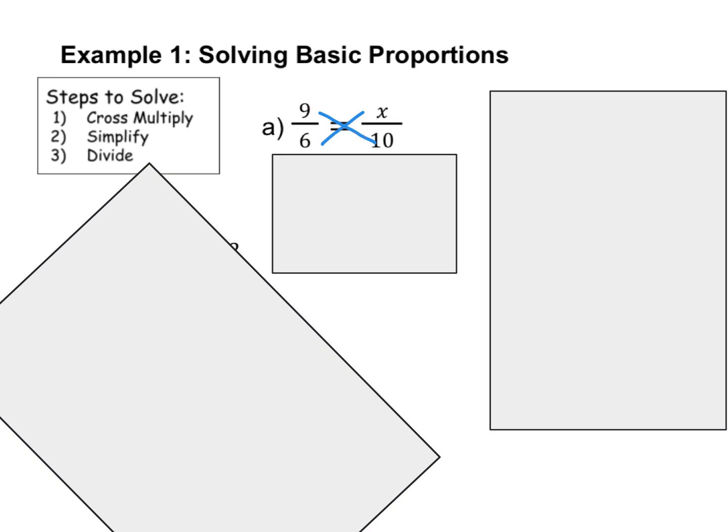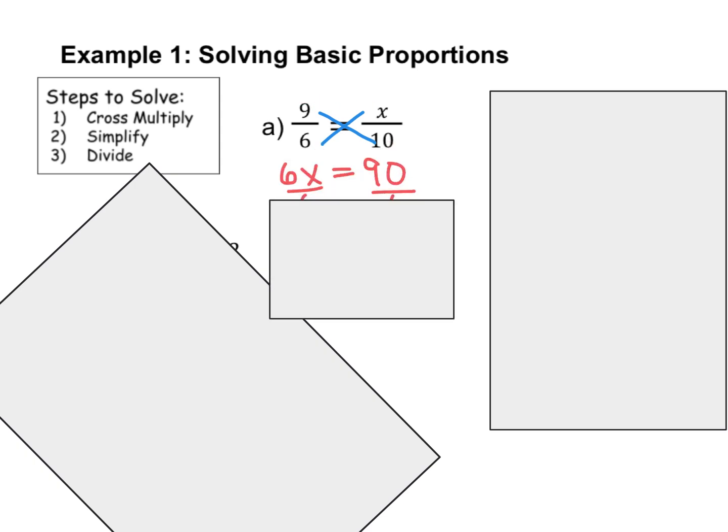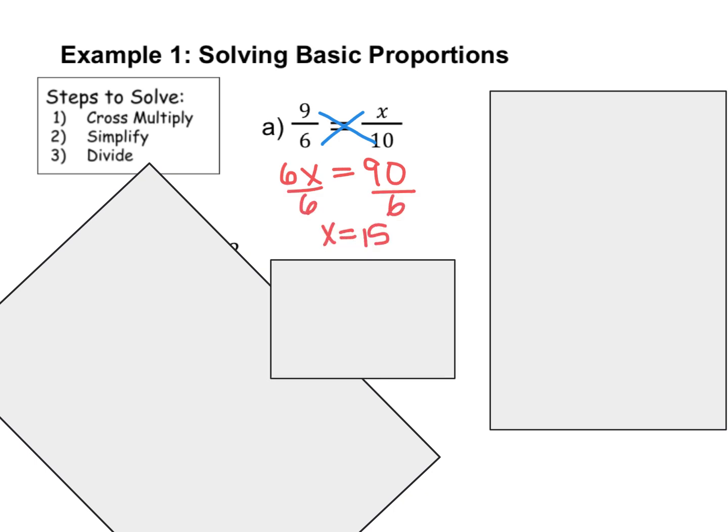You cross multiply, which means doing this like an X mark or shoelace kind of math work, 9 times 10 and x times 6. So 9 times 10 is 90, x times 6 is 6x, and then you solve that by dividing by 6 on both sides, so x equals 15.